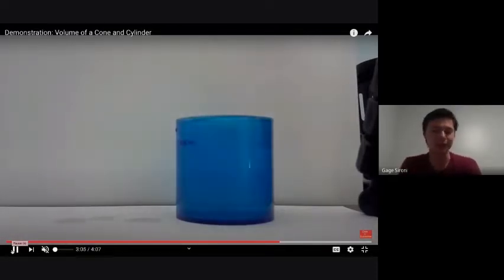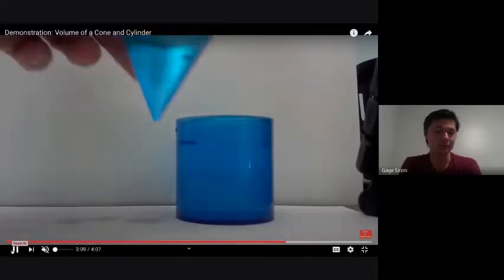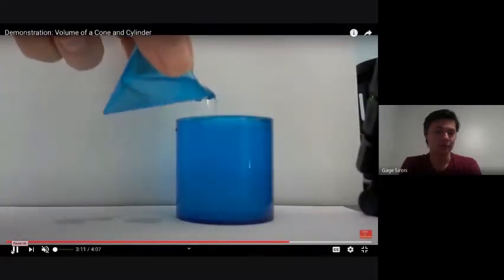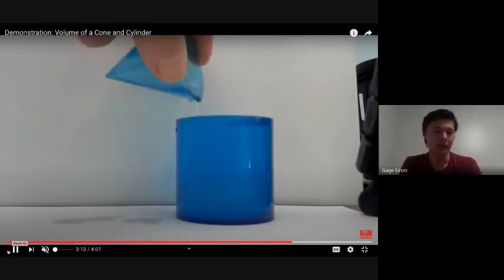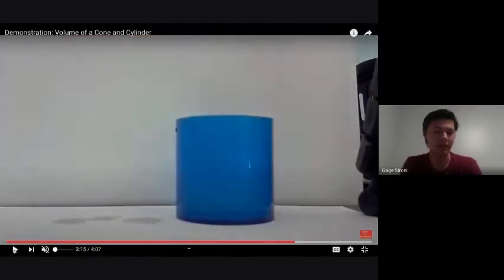Still more room. And just barely makes it. Okay. So just to recap, the first cone filled the cylinder up about yay high, the second cone filled it up about yay high, and then the third cone brought the volume of the cylinder right up to maximum.